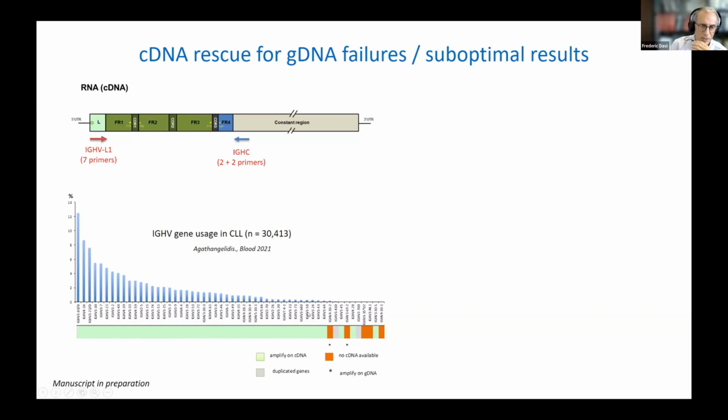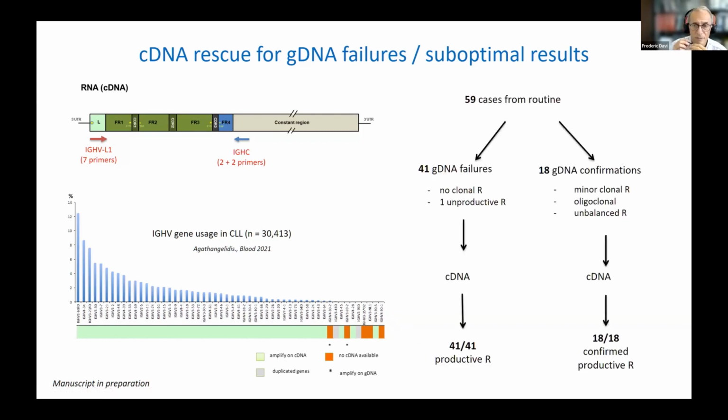We checked on 100 cases that all these primers were able to amplify all V genes and J genes, which was the case, except for what is in the red here, cases which didn't have cDNA available. But for two of them, we know that they were amplifiable on genomic DNA. And the others are very rarely used. This is the frequency of IGHV usage in CLL, which, as you can see, is very unbalanced. So the ones which we didn't test are very rarely used.